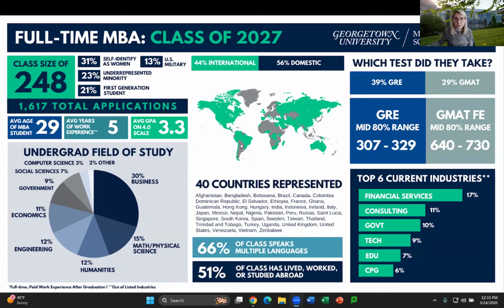You'll see our global diversity here. So 40 countries were represented in the full-time class, and here they all are. 66% spoke more than one language. 51% lived, worked, or studied abroad. You see some testing data up here. Again, we already reviewed some of this together. And then the top 6 current industries. So this is pre-MBA industries. Oh, and then I didn't say the split between international and domestic.